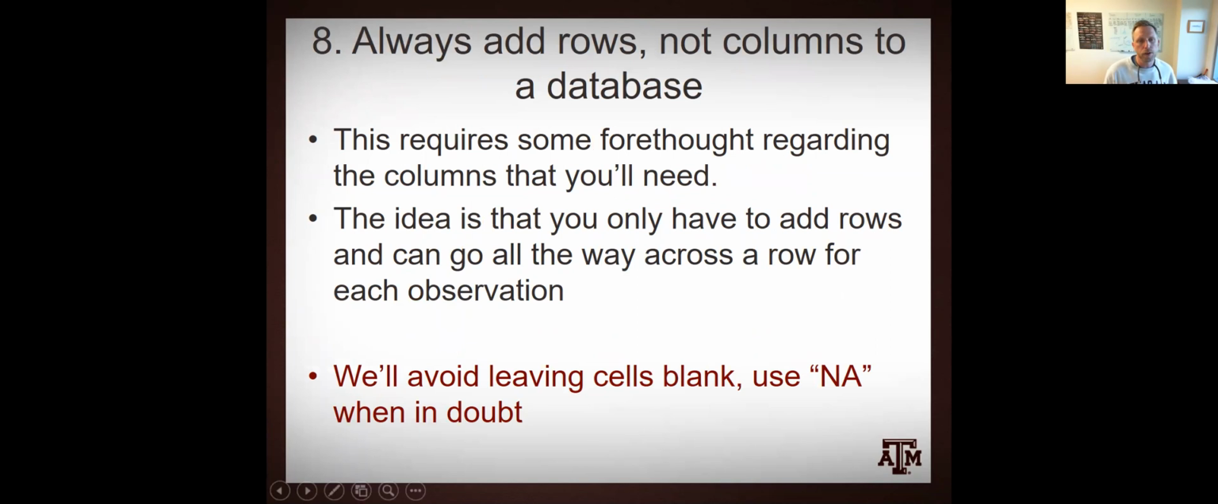The eighth pointer is to always add rows and not columns to a database. This requires a little bit of forethought when you're first creating the outline for a database as you build it, but you'll want all of the pertinent information to be represented by a column. And then as you enter observations, those should be rows, and so you grow it across rows instead of adding new columns every time.